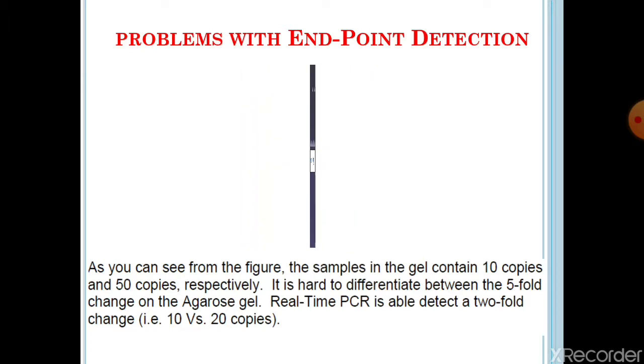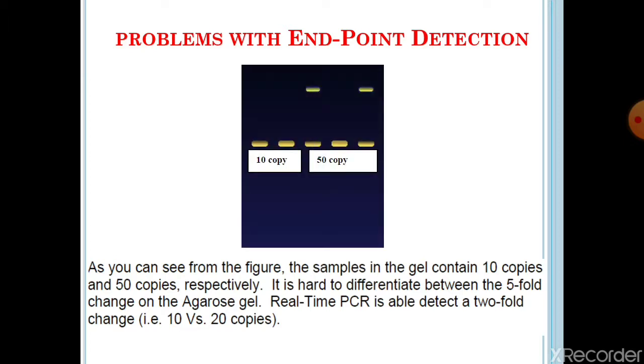Now you can understand this with the figure. As you can see in this figure, the samples in the gel contain 10 copies and 50 copies. On the left hand side we have 10 copies and on the right hand side we have 50 copies. That is after doing the PCR and then running the gel. These are the results which we are getting for 10 copies and 50 copies. Now as you can see, it is hard to differentiate this type of result when there is a 5-fold change, that is 10 copies versus 50 copies. So it is a 5-fold change and it is hard to detect on the agarose gel.